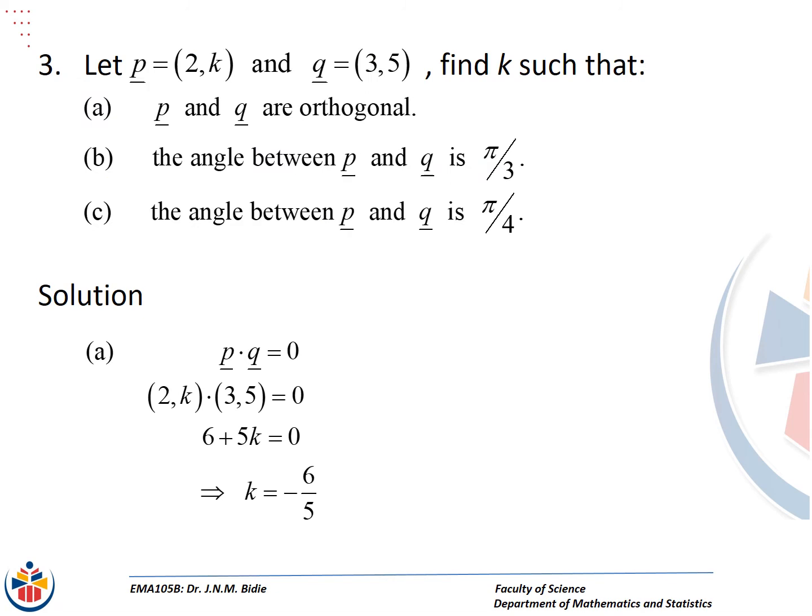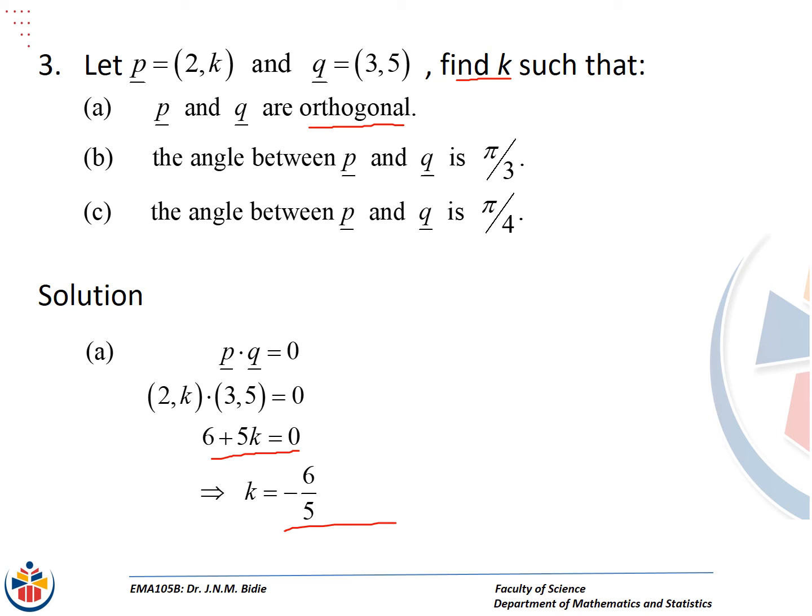We go to number 3. Now here we are supposed to find the value for k. For a, the condition is that p and q are orthogonal. Here is the solution. p dot q must be equal to 0 because we are told that they are orthogonal. Then the dot product gives us 6 plus 5k equal to 0. That means 2 times 3 plus k times 5. And then we solve for the value of k.